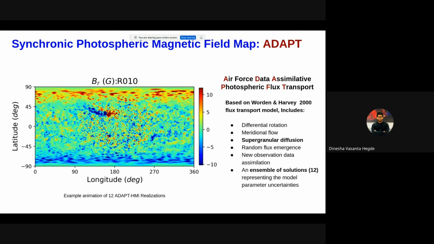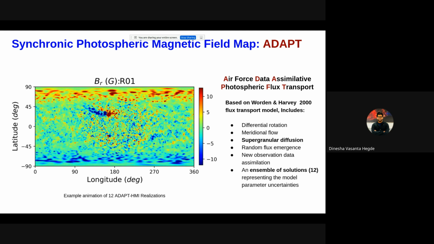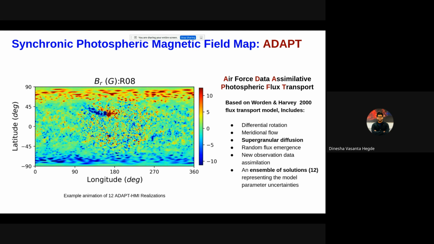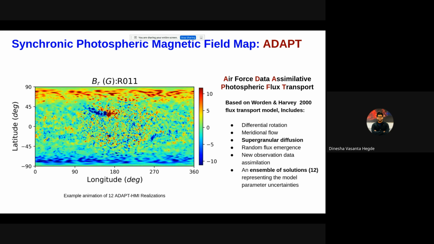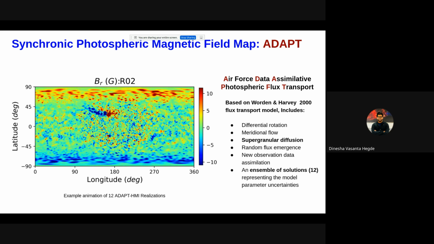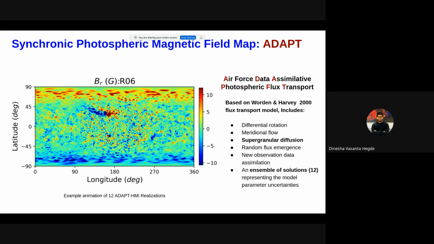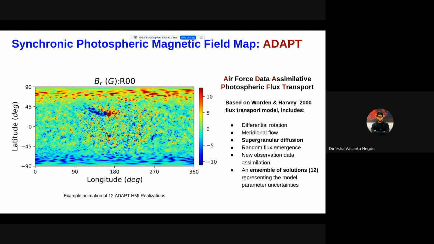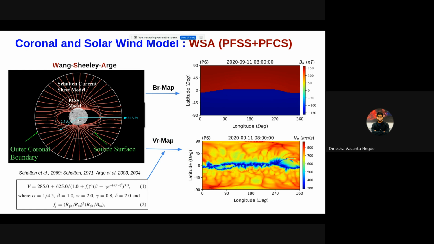So originally ADAPT provides publicly open maps, and they actually produce 12 different realizations depending on the supergranular cell sizes randomly chosen. And so this is a basis for uncertainty quantification to start with, the ensembles provided by ADAPT.